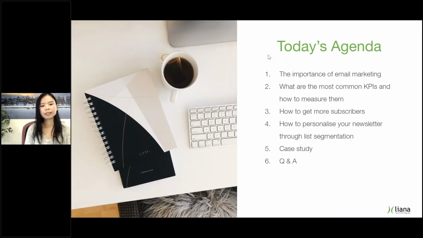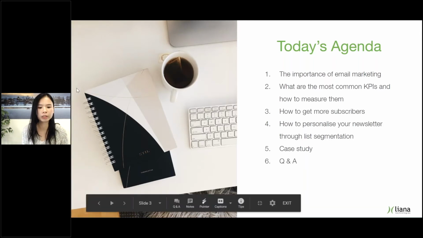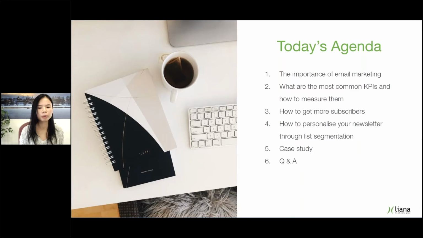Right, today's agenda. We will talk about the importance of email marketing, what the most common KPIs are and how to measure them. We also will talk about how to get more subscribers, and how to personalize your newsletter through list segmentation. Points 3 and 4 are pretty interesting because some of you, during the registration process, asked about how to get more subscribers and how to make sure your audience spends time reading your newsletter. You will get some answers here as well. Then we will wrap up with a case study and a Q&A session.